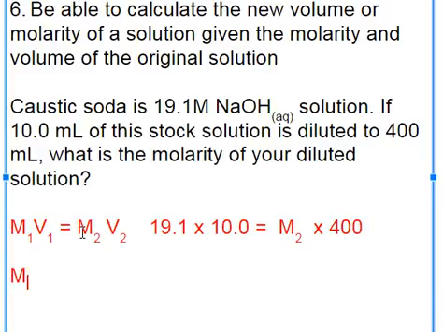But M2 should be equal to, so 19.1 times 10 is 191, and then divide by the 400. So 0.4775. That sounds a little bit low. But I guess I took 10 to 400. I diluted it a lot. So 0.48 moles per liter. So about 1/40th of what it was.